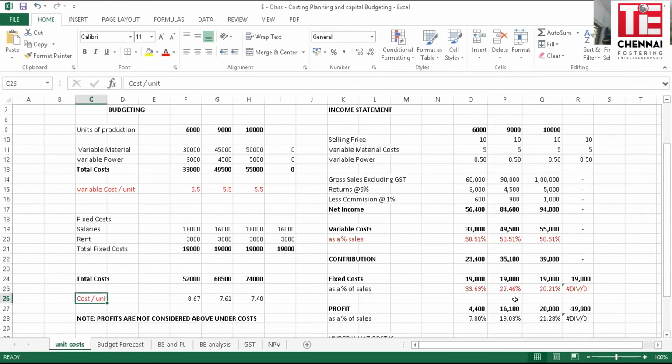Right. What is the purpose of budgeting? Let's move on to break even, then I'll come on to budgeting. Break even analysis. Now, why do we do break even analysis? That is more important.